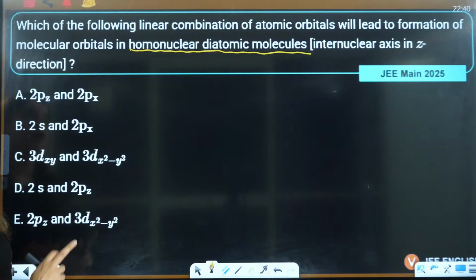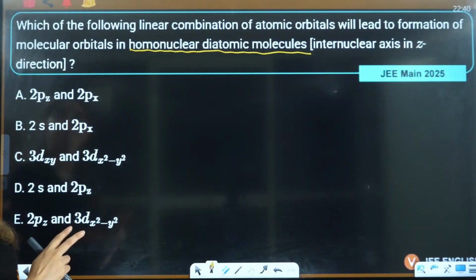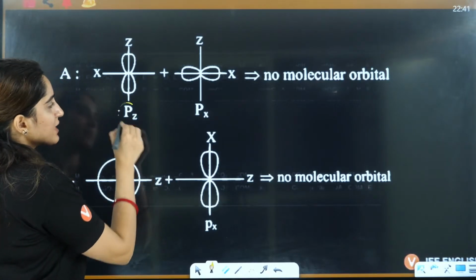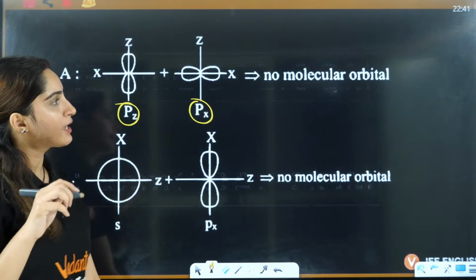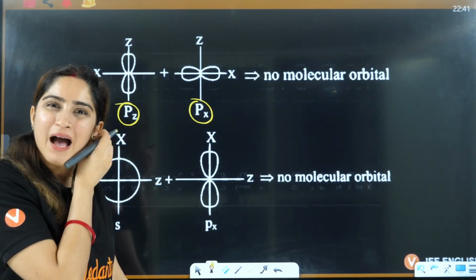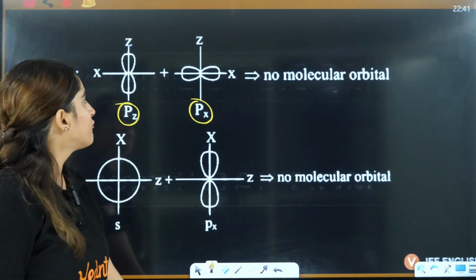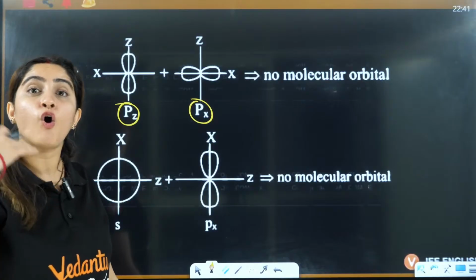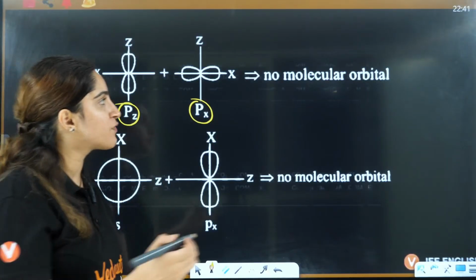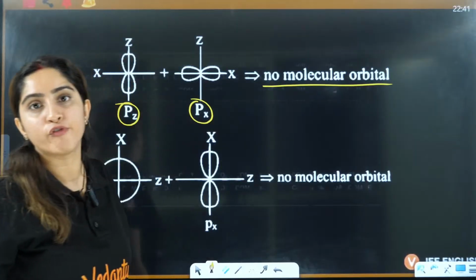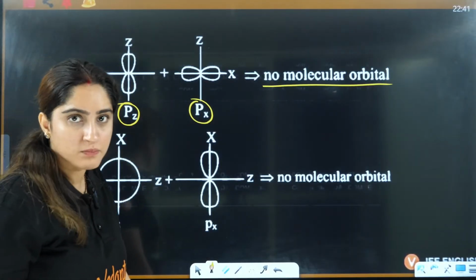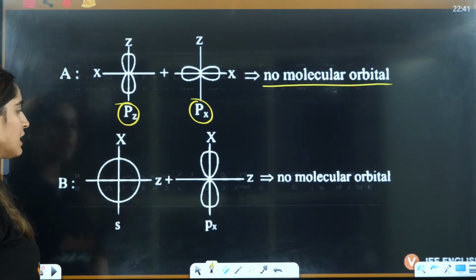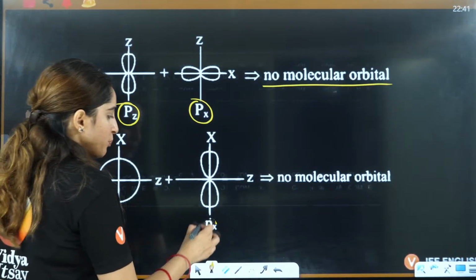So if you talk about PZ here and PX, can you see that maximum overlap is not possible? With PZ and PX, overlap is not possible. Because overlap is not possible, no molecular orbital will be formed. Because there is no overlap, molecular orbital will not be formed. Let's talk about S and let's talk about PX.